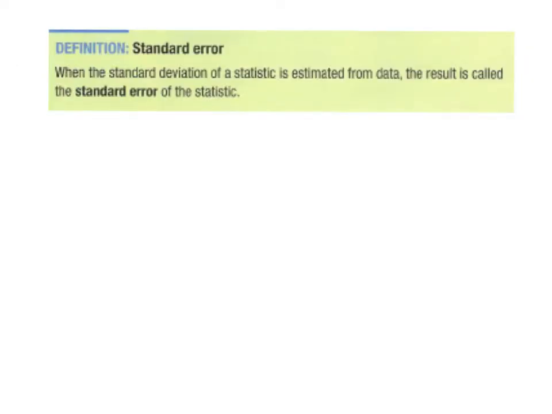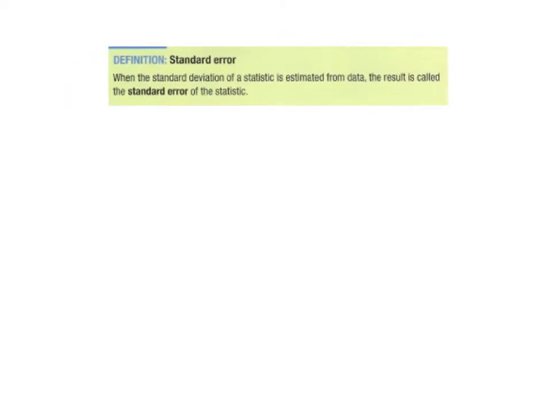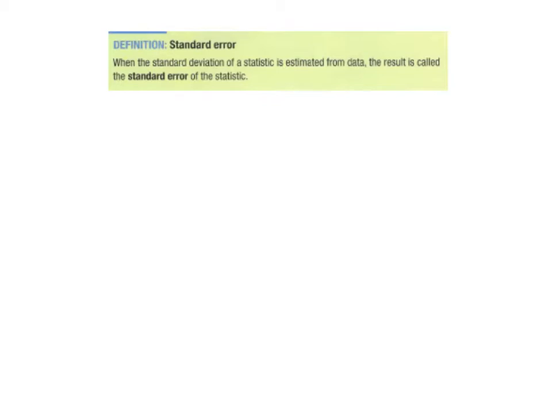Okay, so let's look at the actual construction of the confidence interval for p. The first thing we have here is our definition of what we call standard error. Standard error is when the standard deviation of the statistic is estimated from the data. So we don't actually have the true standard deviation, we're estimating it from our data. So instead of calling it a standard deviation, now we're calling it a standard error. Our formula for standard error is going to be the same as standard deviation as long as we're meeting our 10% conditions.